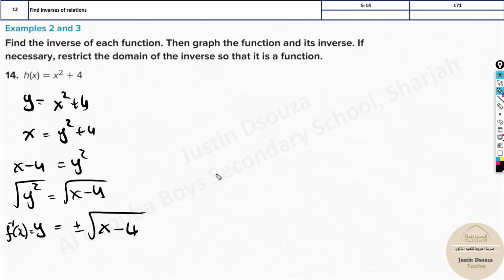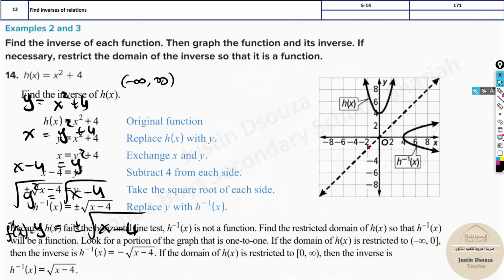Now then, what is the domain over here? Domain is all real numbers from minus infinity to infinity. This domain needs to be restricted. Now here you need to restrict this till 0. We have done the same thing, right? When you restricted all the positive values, it's one thing, negative values is one more thing. Let's look at the graph over here.